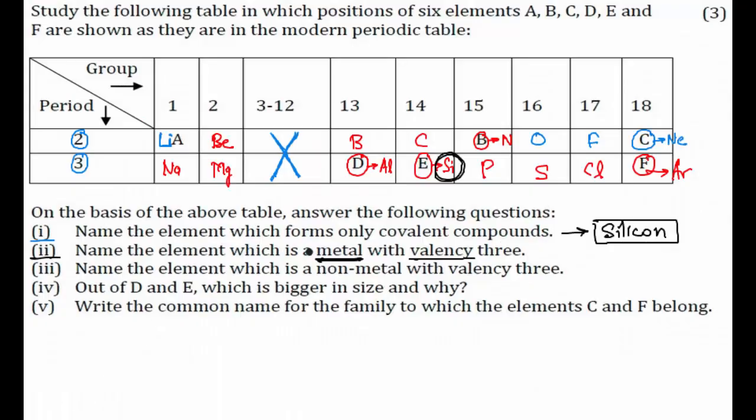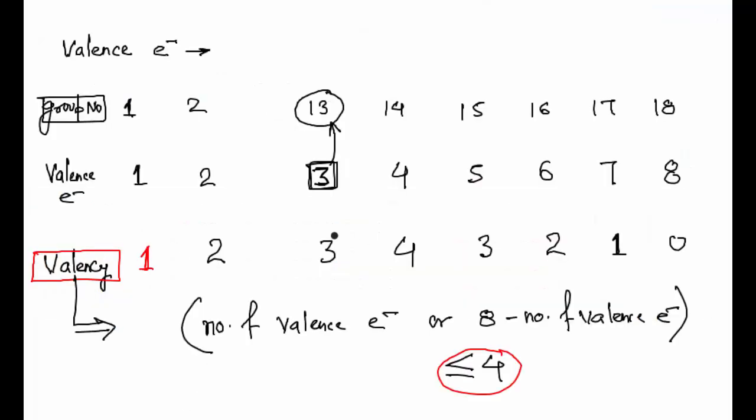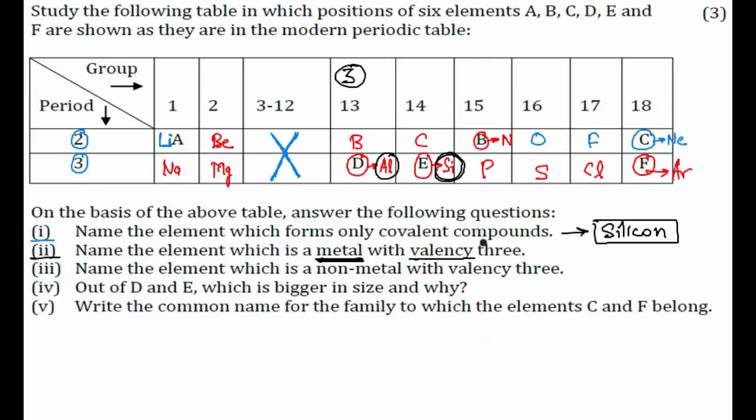Okay. So name the element which is a metal with valency 3. If it is aluminum, its valency is what? 3. Group 13, we saw here that in group 13 the valency is 3. You can relate this also. So the answer of the second question is your aluminium.